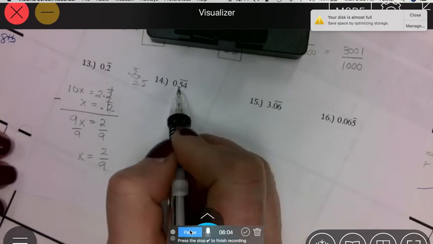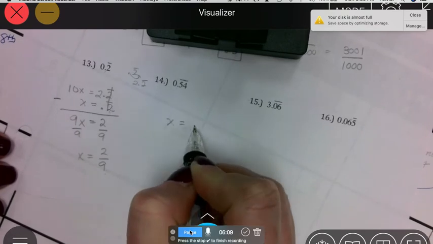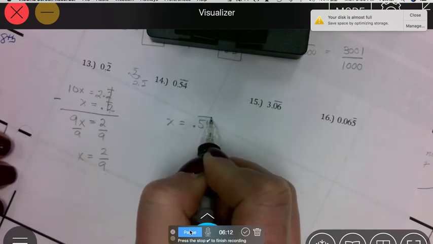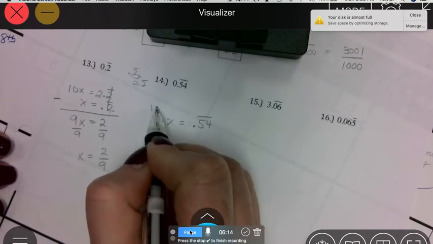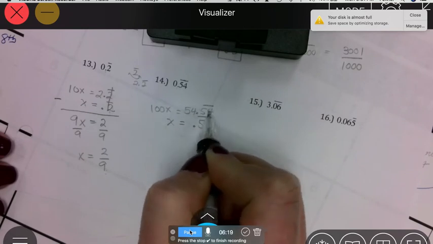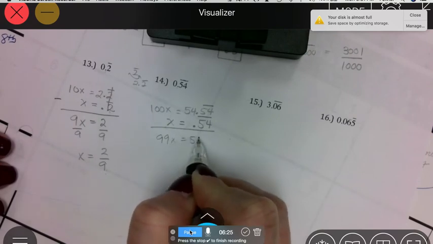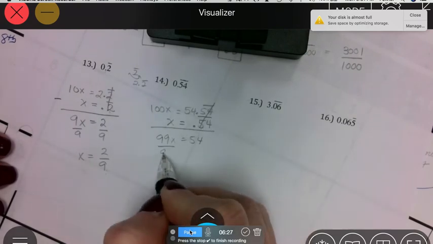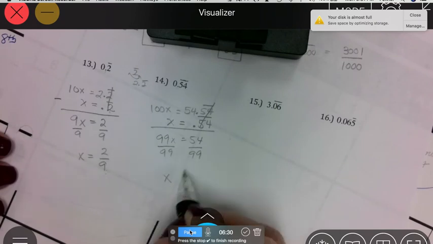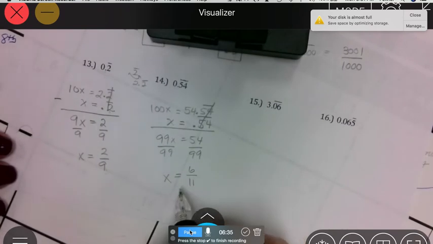So on 14, my repeating part is right after the decimal. So I am going to let x be equal to 0.54 repeating. I'm going to multiply both sides by 100 so I can get the decimal moved 2 places. Subtract, 99x is equal to 54. That repeating cancels. Divide by 99 and then reduce. I can reduce by 9 here and get 6/11. And you can always check. Pull out the calculator, take 6 divided by 11, always check.